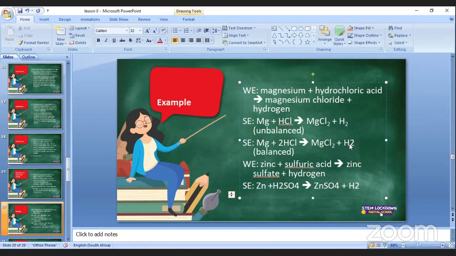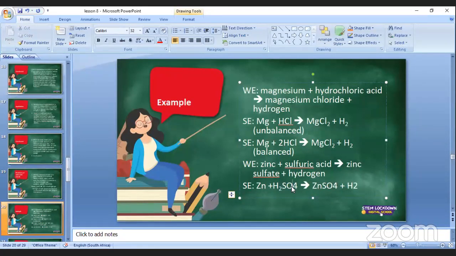When a carbonate reacts with an acid, what do we get? We get three: a salt, water, and carbon dioxide. But when a metal is reacting with an acid, we're getting two. We're getting a salt and a gas.